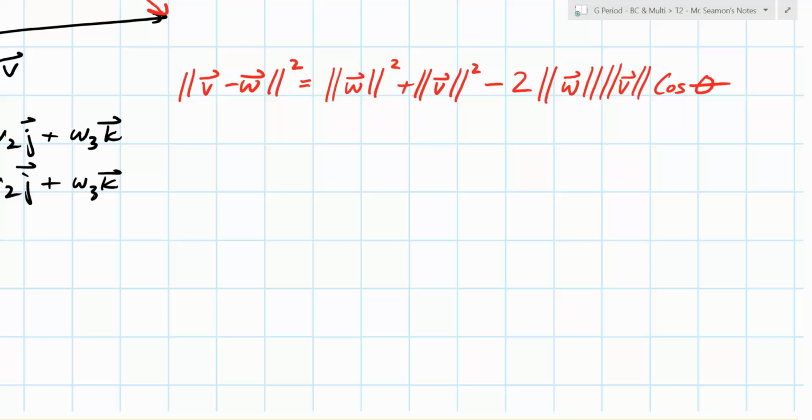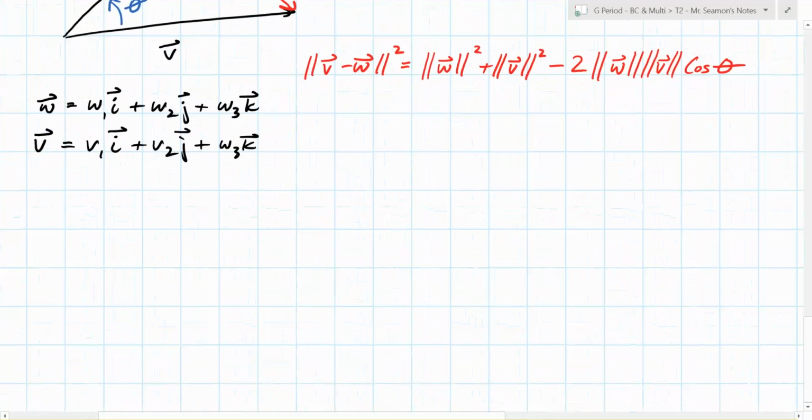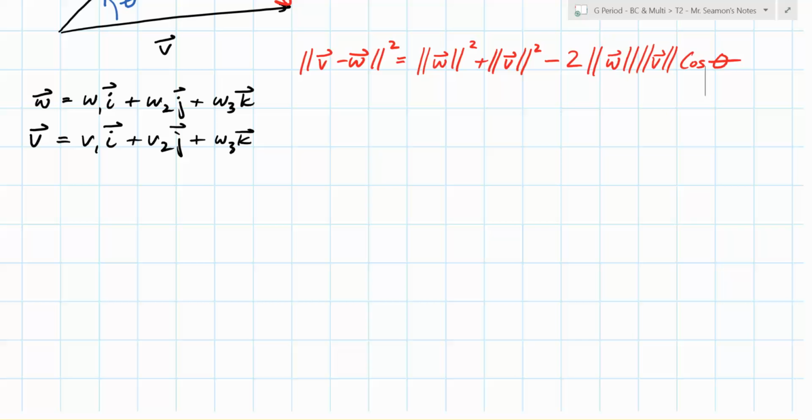Okay. Each of those things is an operation you know how to do. You know how to do all of those things. So for example, can you subtract W from V? Is that something you could do? Absolutely. So if you subtract the two, let's do that subtraction.